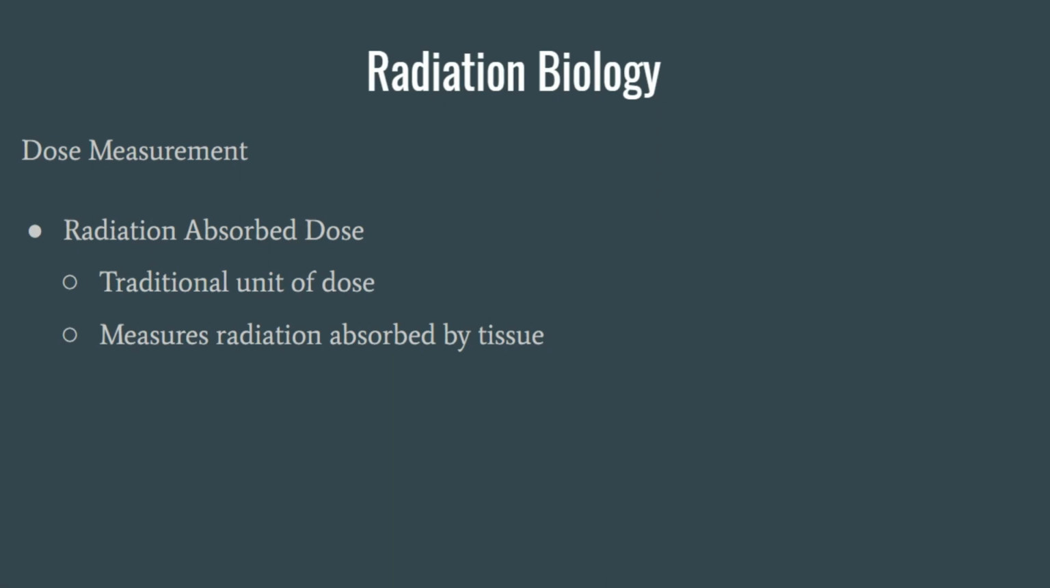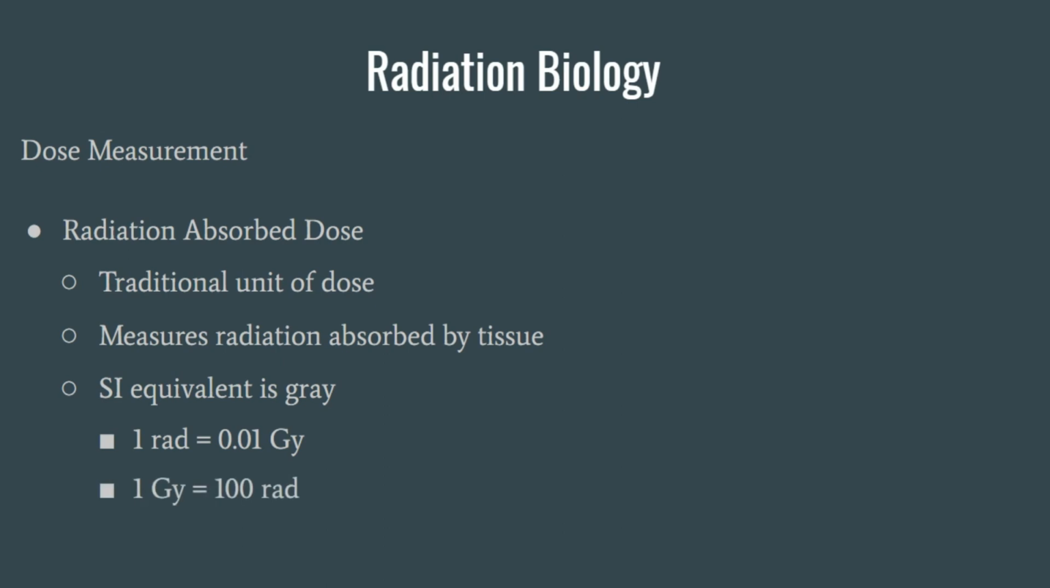And it does have an equivalent. So the SI equivalent of the rad, or the radiation absorbed dose, is the gray. And when you break it down to figure out how they equal each other, 1 rad equals 0.01 grays. GY is the abbreviation for gray. And 1 gray equals 100 rads.